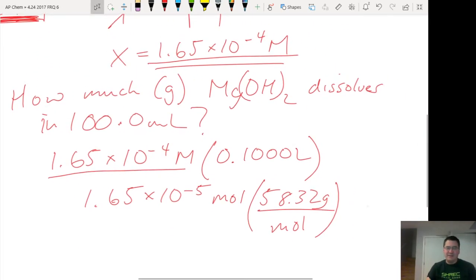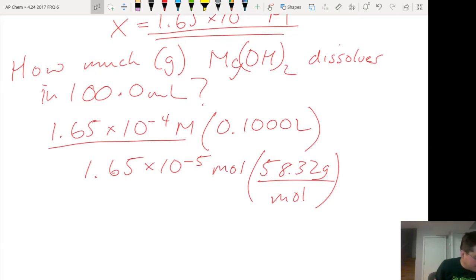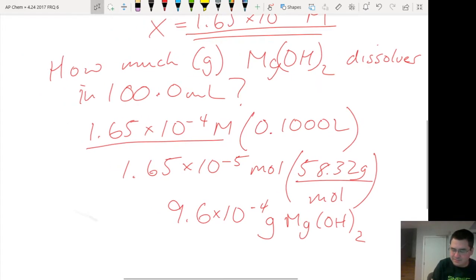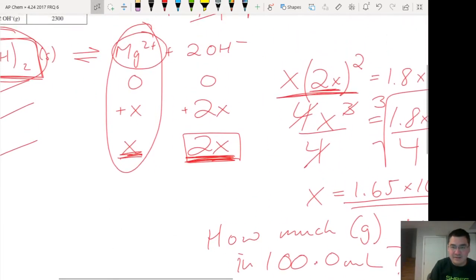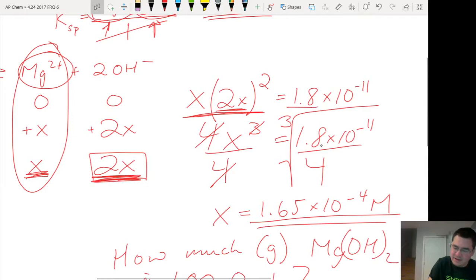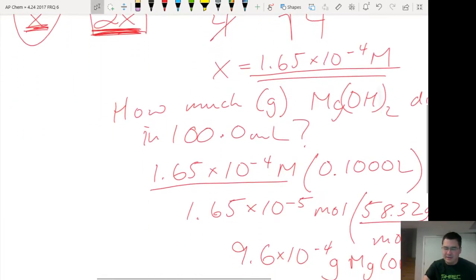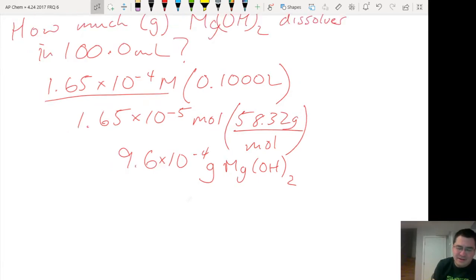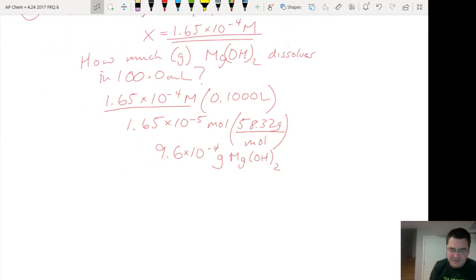So 1.65 times 58.32 grams per mole comes out to, and they round it now. They actually wrote it with 2 sig figs, 9.6 times 10 to the minus 4th grams of Mg(OH)2. I think they did that because the Ksp value they gave us only had 2 significant digits, so they rounded to 2 significant digits. Again, a lot of math, but I think setting up the ICE table is the important part.